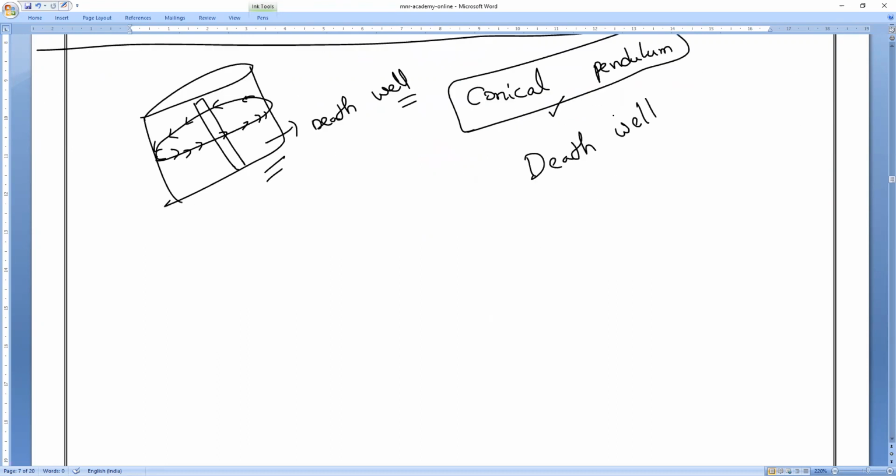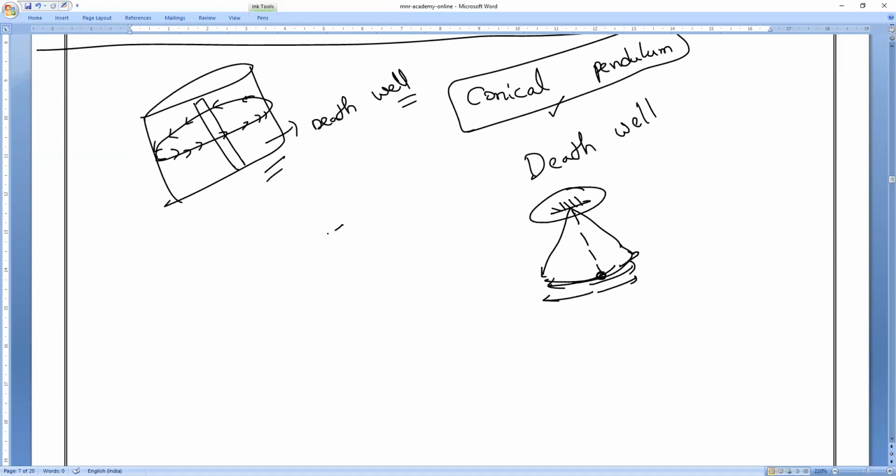So conical pendulum is very simple. Like a normal simple pendulum, we all know that it makes a to and fro motion. Am I right or wrong? It will come like this and it will go like this from the mean position. Is it right or wrong, everybody? Yes. Okay.